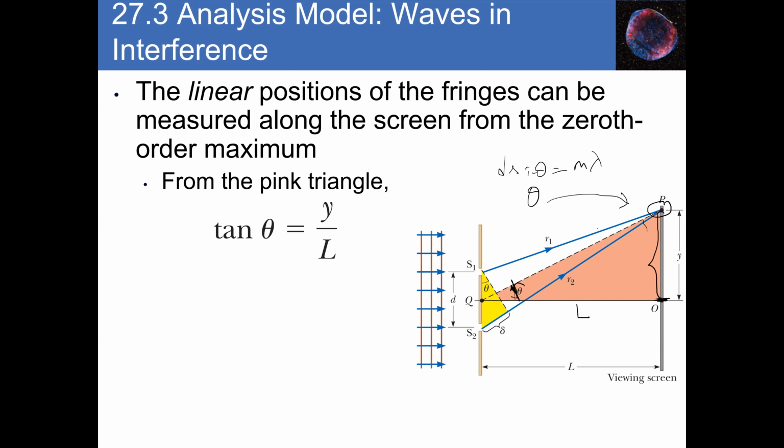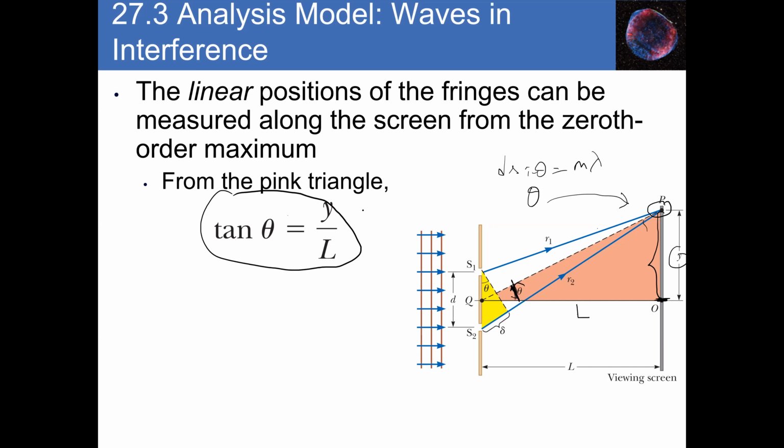So this basically becomes your zero vertical position. Again, this is L, this is Y, and this is theta, so you have a right triangle, and the right triangle allows you to have tangent of theta equals Y over L. That means tangent of theta is related to the vertical position of that point P on that screen.